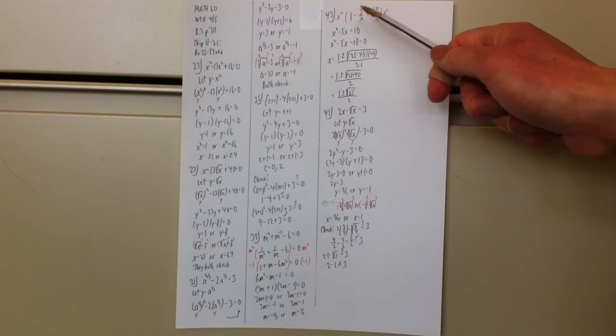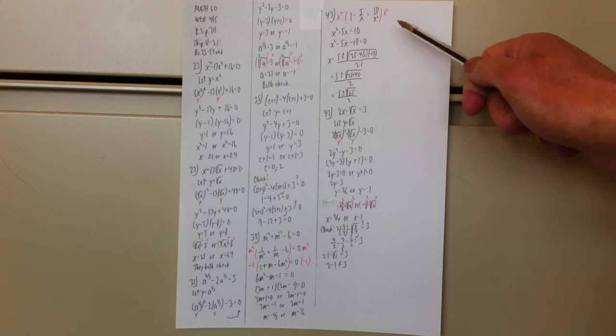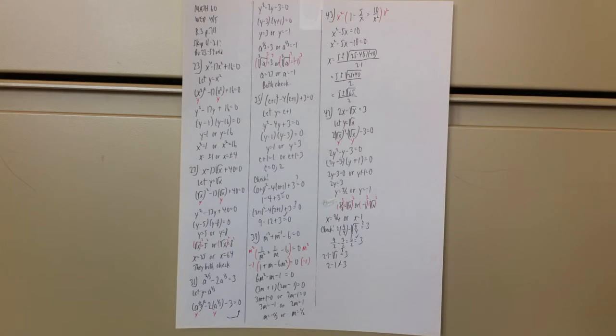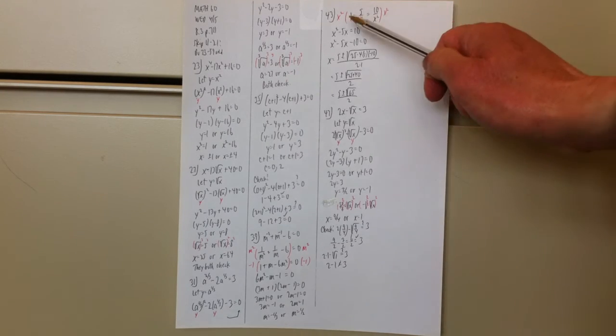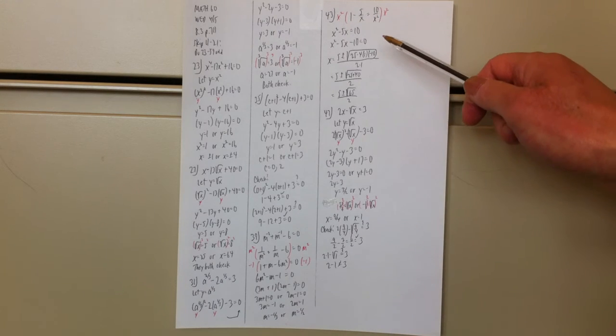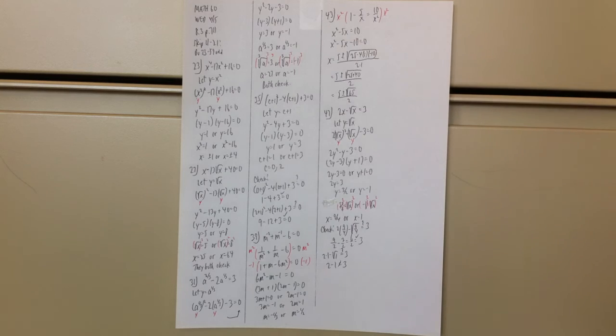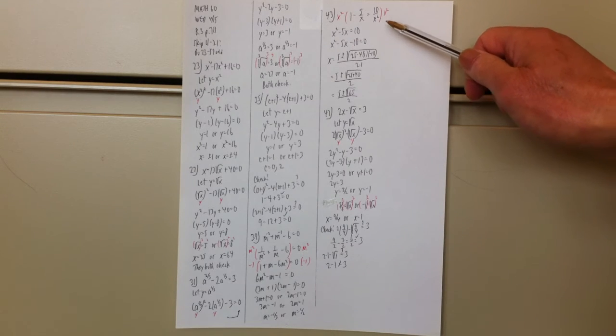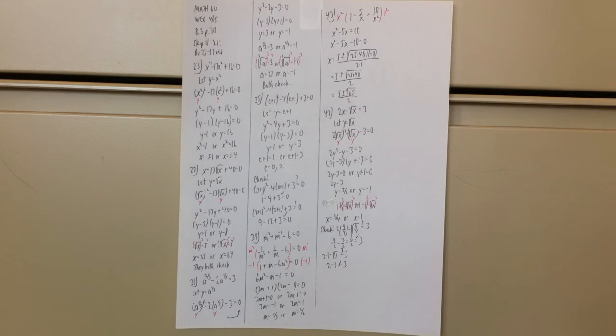43, ignore the red temporarily. 1 minus 5 over x equals 10 over x squared. Again, I'd like to get rid of the fraction, so now in red, multiply both sides by x squared. Gives me a nice equation, x squared minus 5x equals 10. Then I want to get a 0 on the right-hand side, so I subtract 10 on both sides. X squared minus 5x minus 10 equals 0.